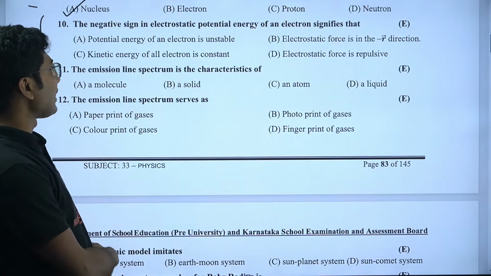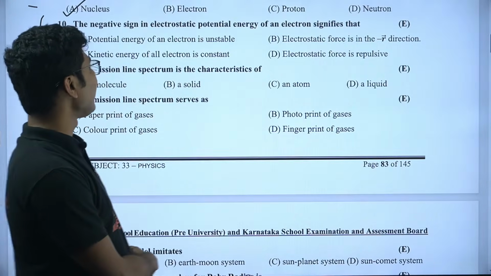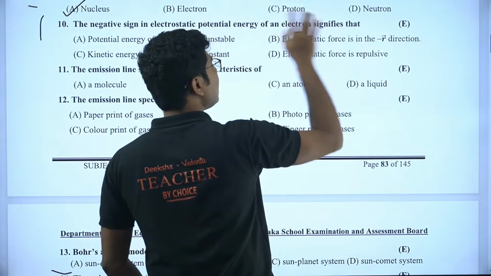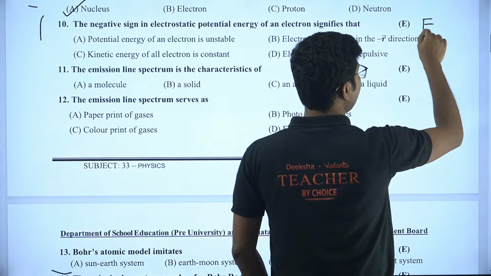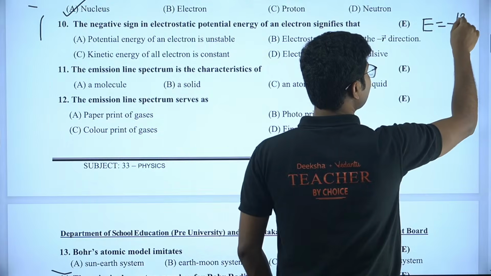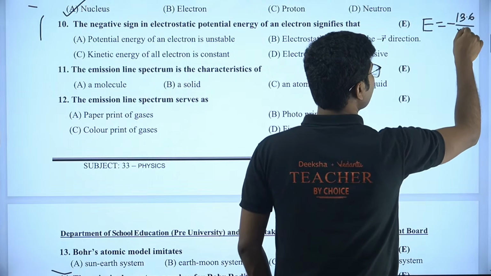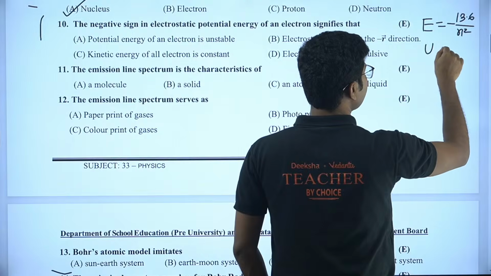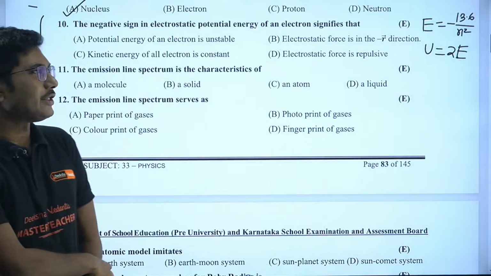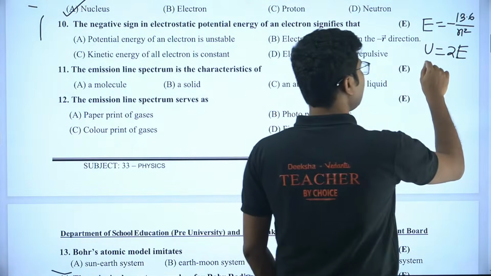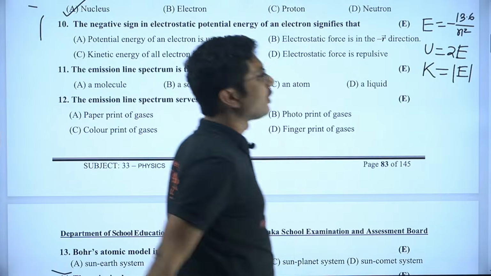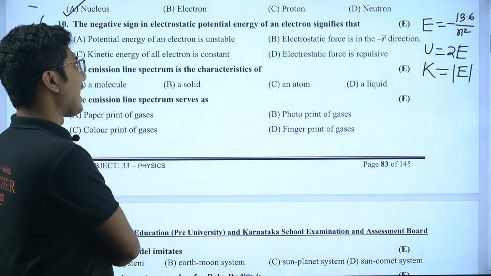Next, the negative sign in electrostatic potential energy of an electron signifies what? The total energy of the electron is given by minus 13.6 by n square, and the electrostatic potential energy is twice of that, 2E. This is the total energy, and the electrostatic potential energy is 2 into E. And kinetic energy is the magnitude of E without the sign. Remember this. If you are preparing for KCET, this is very, very handy for all of you.